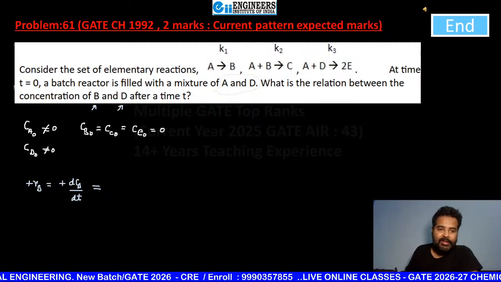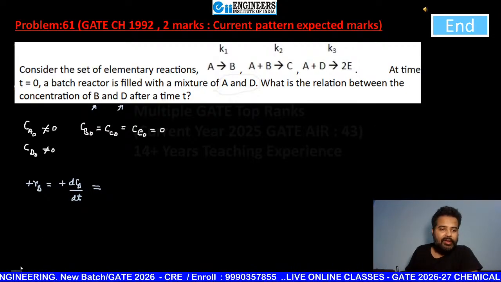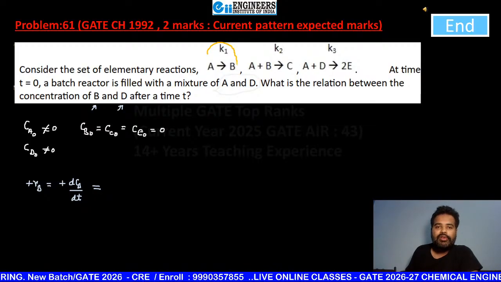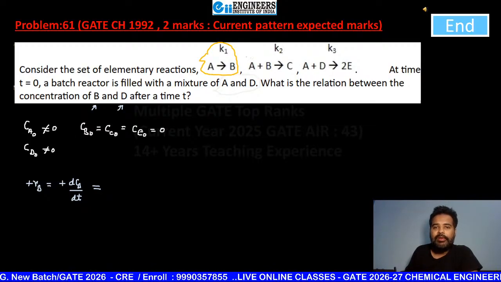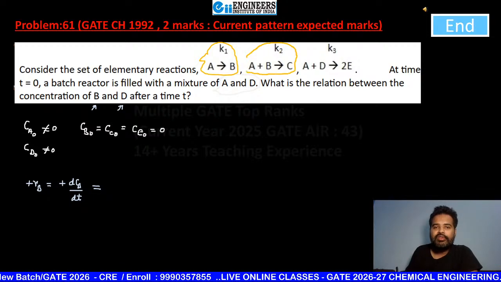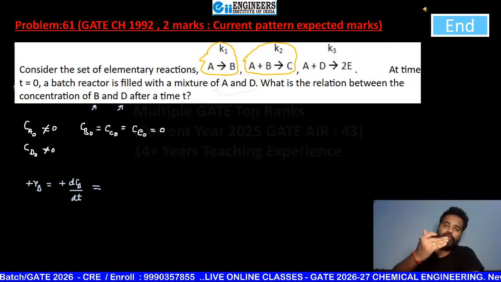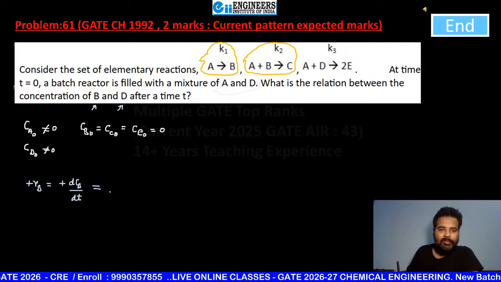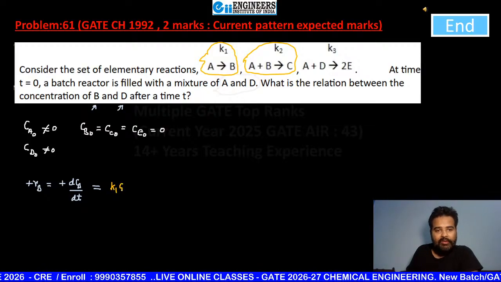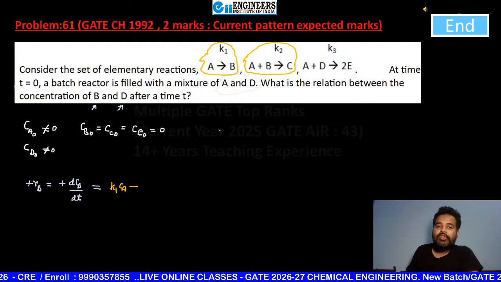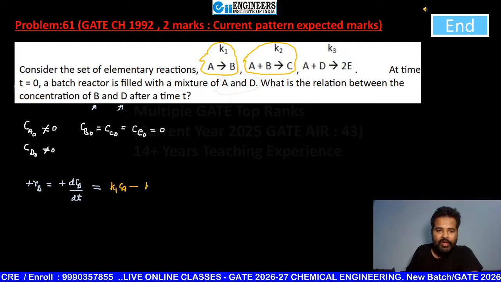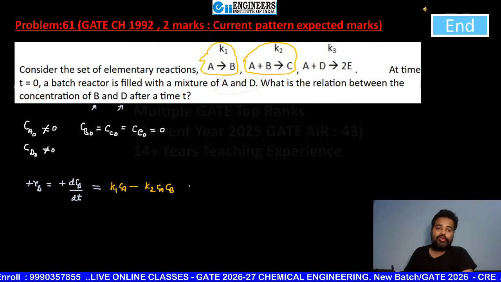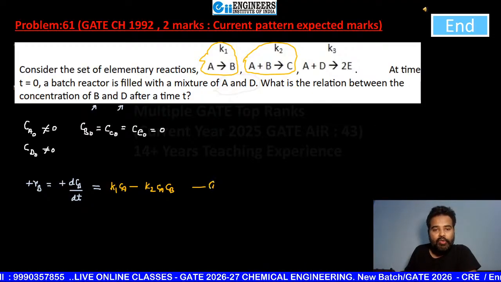So dCb by dt. Clearly you can see B is going to form by this reaction, but at the same time B is also going to be consumed by this reaction. So net formation is formed minus consumed. Here the formation rate is K1Ca because it is an elementary reaction. So I can write K1Ca, and now the disappearance by this reaction, so I can write K2CaCb. Okay, so now this is my beautiful equation number 1.